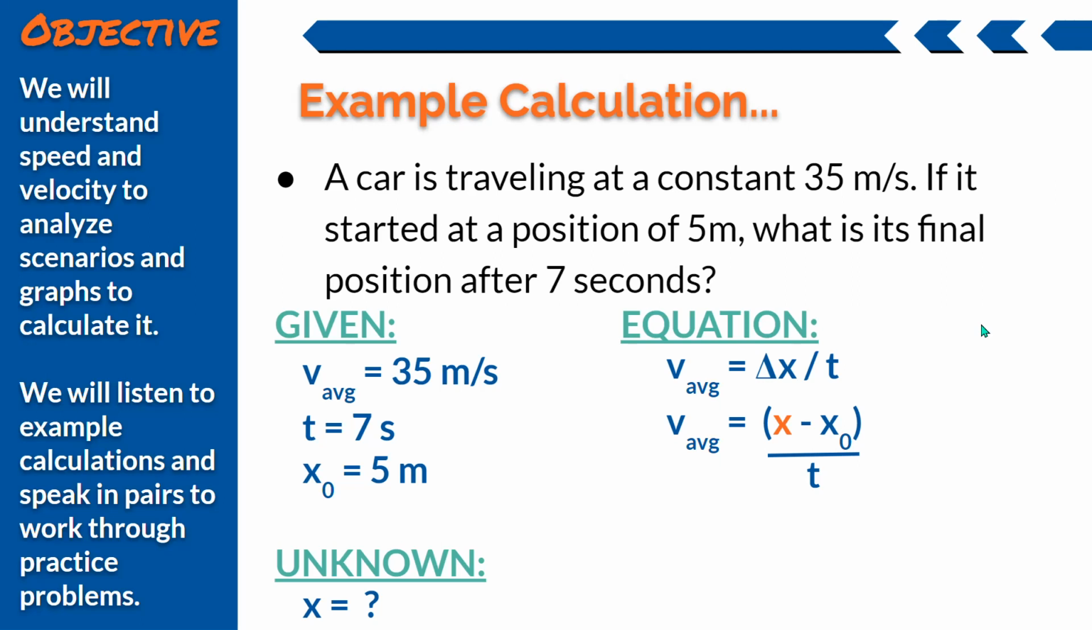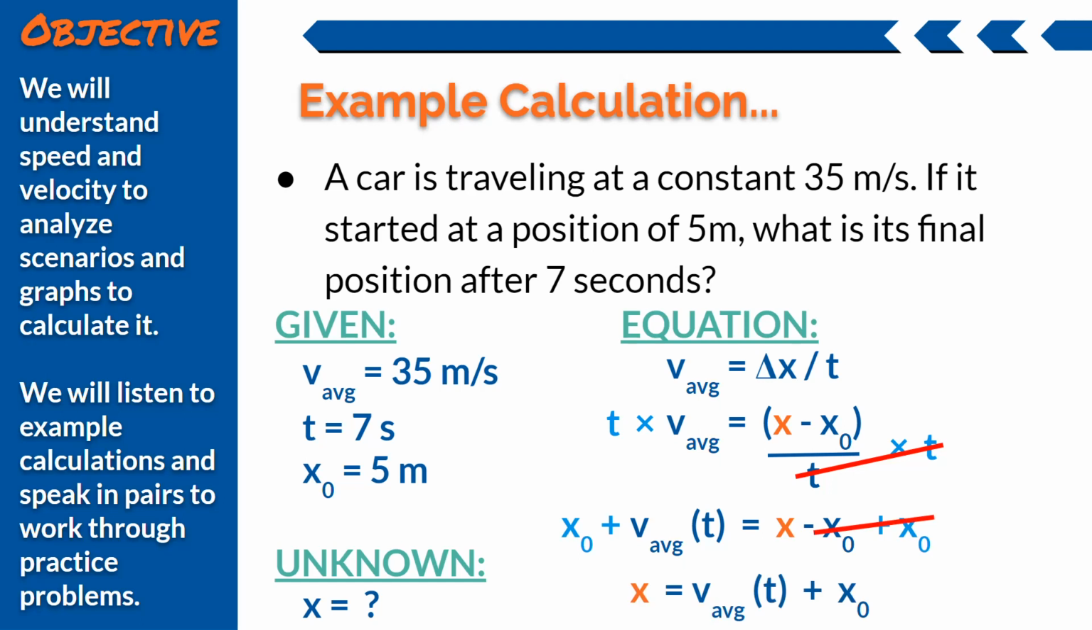So the first thing I need to do algebraically if I want to isolate this variable is get this denominator out of here. So I'm going to multiply both sides by t. That's going to cancel the time, and that's going to leave me with this. My average velocity times time equals x minus x naught. And now I just need to get that x by itself, and I can add x naught to both sides, and that leaves me with this. My final position equals my average velocity times time plus my initial position.